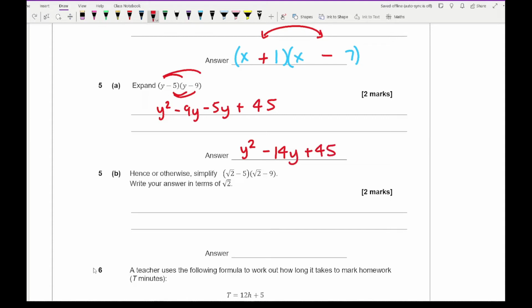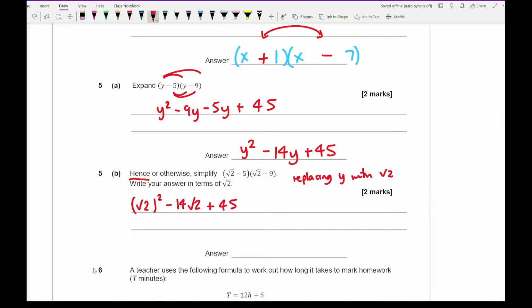Then with question 5b, it says hence or otherwise simplify root 2 minus 5, root 2 minus 9. Give your answer in terms of root 2. Now where the hence comes from is, if you look at a, all you're doing is replacing y with root 2. Every time I see a y in my final answer, that's going to be root 2 squared minus 14 root 2 plus 45.